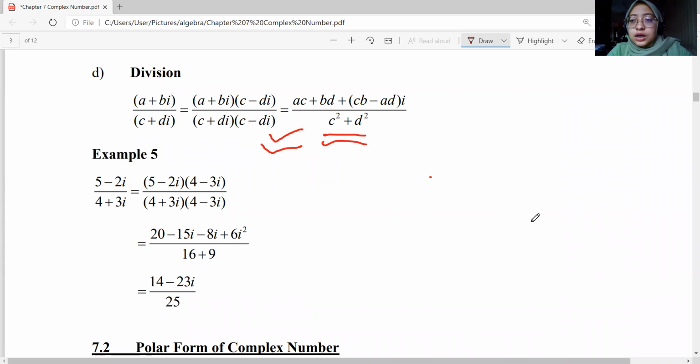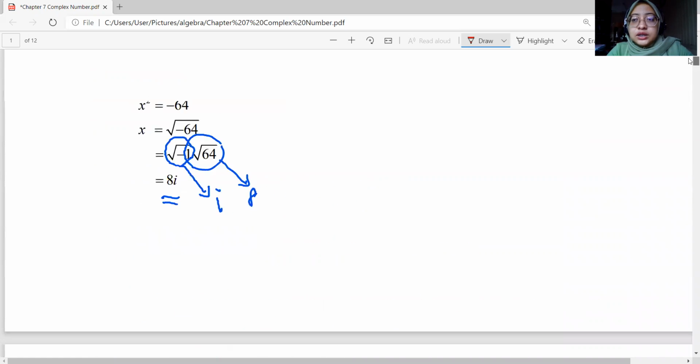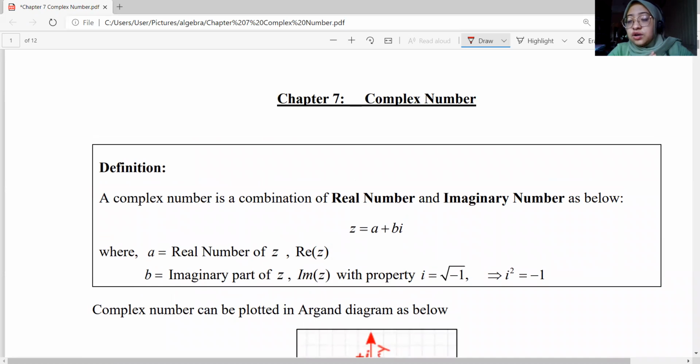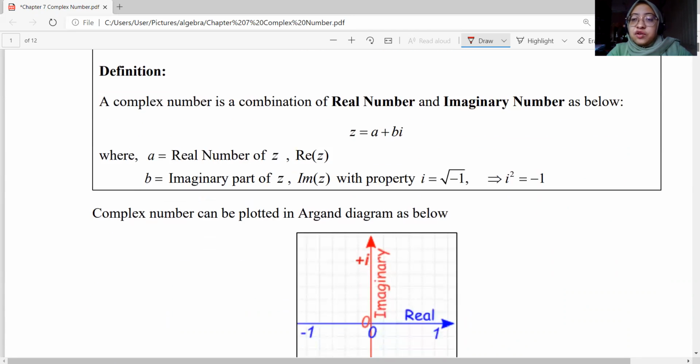So what I can say is that the complex number, we know that it is the combination of real number and imaginary number. You can do addition, subtraction, multiplication, and division for complex numbers. So always remember that the value of I is square root of -1, but when it is squared, I square, it is equal to -1. And for I square, we always substitute its value equal to -1.